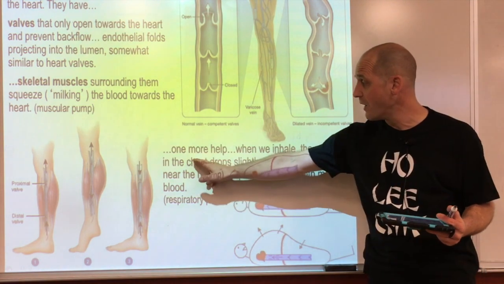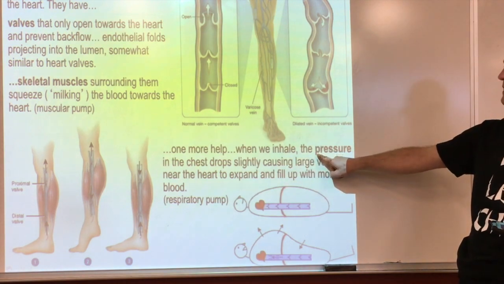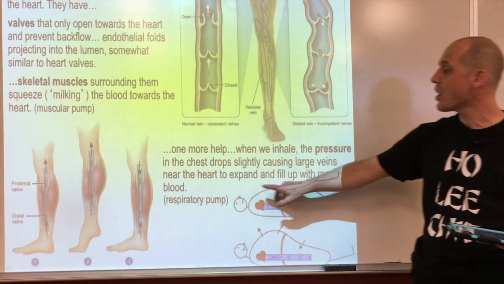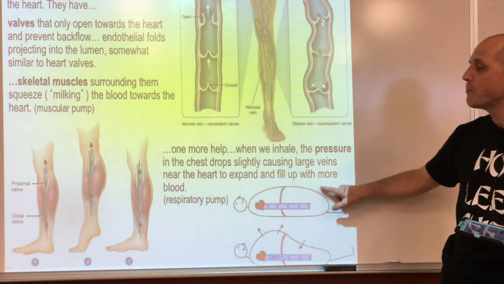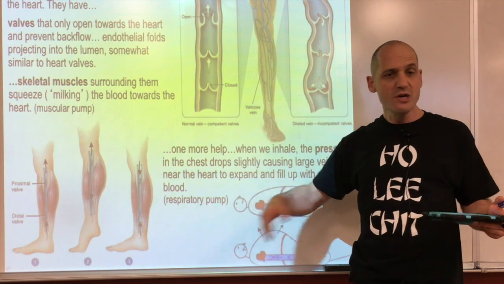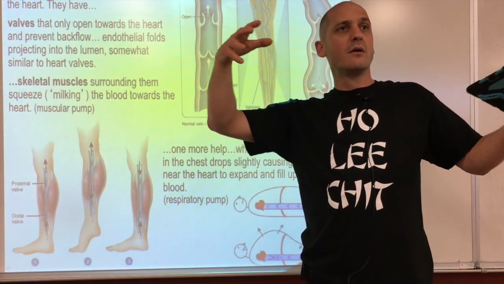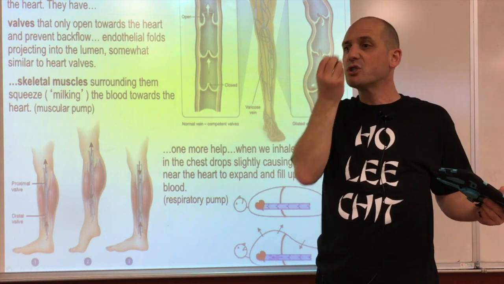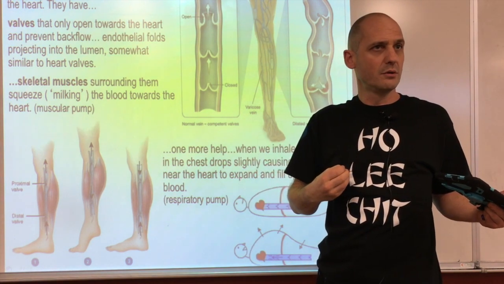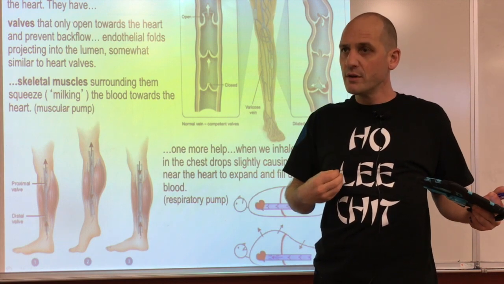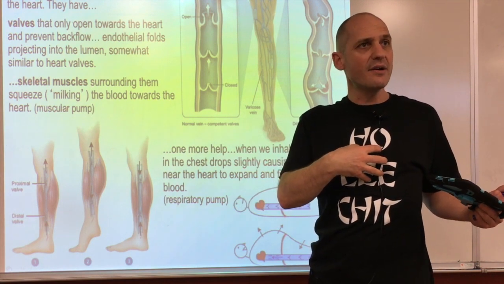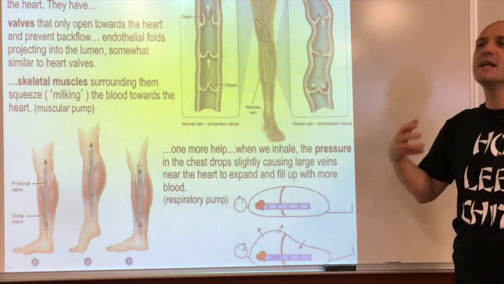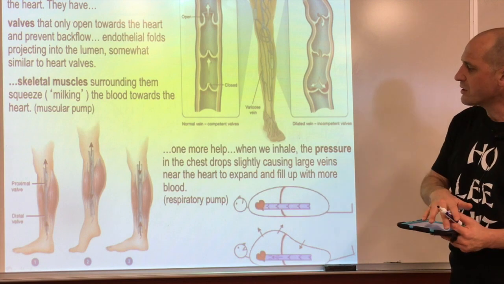Anyway, we have one more help. When we inhale, the pressure in the chest drops slightly, causing the large veins near the heart to expand slightly and fill up with more blood. Wow. So when you inhale, the pressure inside the chest drops slightly because the air needs to be suctioned into the lungs. But also, the vessels right in that chest area expand a little bit, and they suction the blood a little bit towards the heart. And then when you exhale, that goes away. So they call that the respiratory pump.